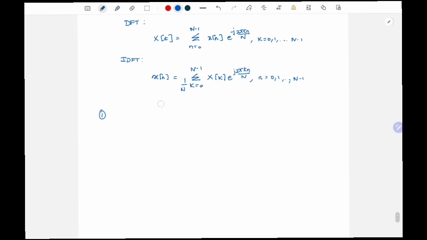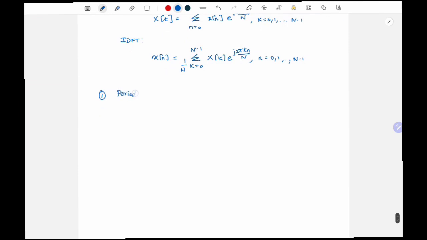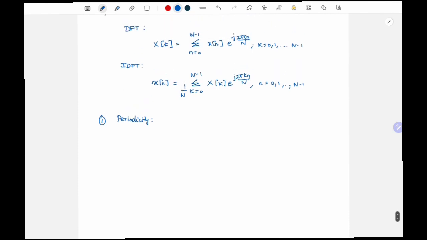Okay, so my first property is periodicity. If you see both X[k] and x[n], they are periodic in capital N. So X[k+N] is equal to the summation n equal to 0 to N minus 1, x[n] e power minus j 2 pi (k+N) n by N, which is e power minus j 2 pi k n by N into e power minus j 2 pi n. Sorry, only n. So this is equal to 1.